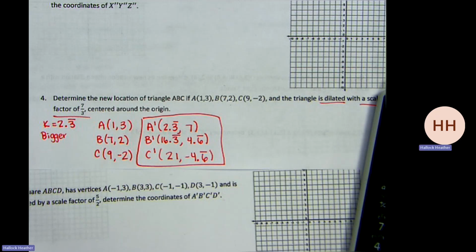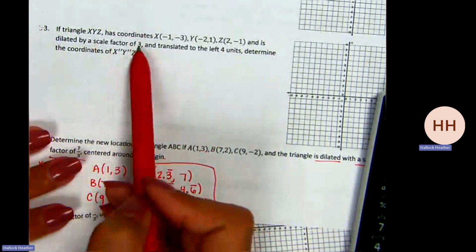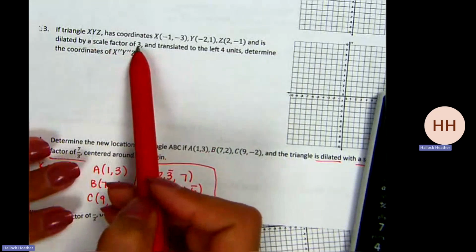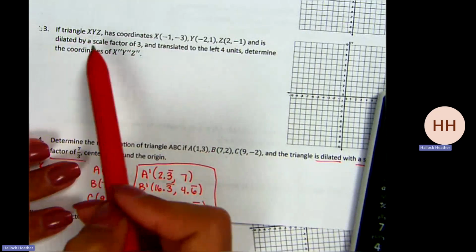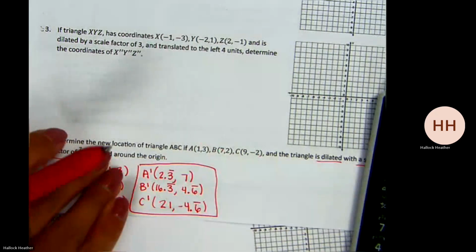Should we do one of them on the back? Let's do one more of the ugly ones. The ones that I'm going to leave you are very nice. Like number 3 has a scale factor of 3. Okay, so you don't have decimals. So I'm going to try to leave you the nice ones. Let's do another ugly one together.